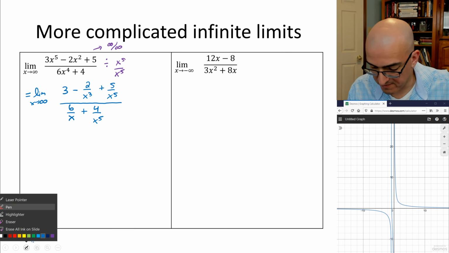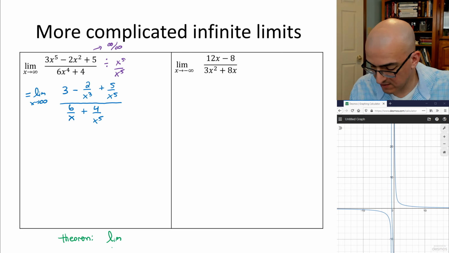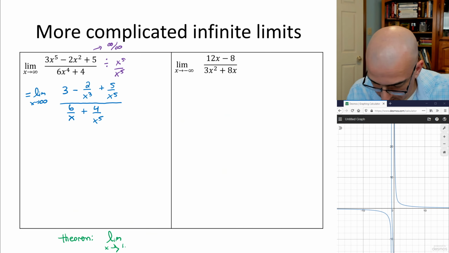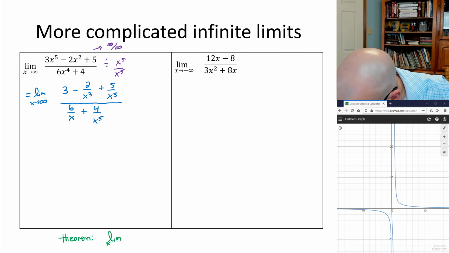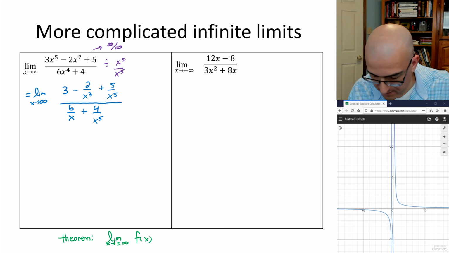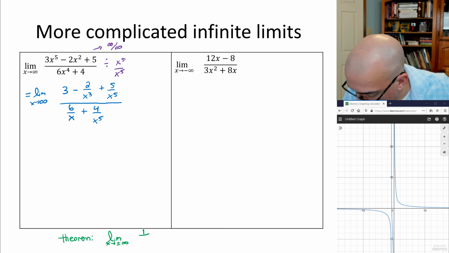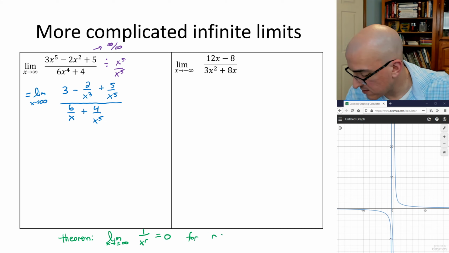Next, we can use the theorem. That the limit as x approaches plus or minus infinity of 1 over x to the r, what am I doing? 1 over x to the r equals 0 for r greater than 0.